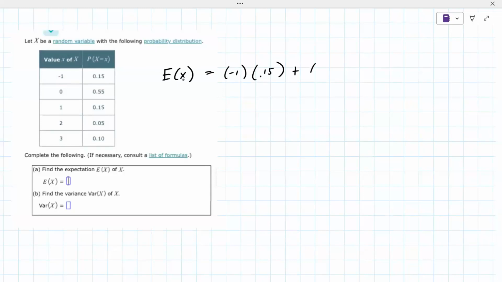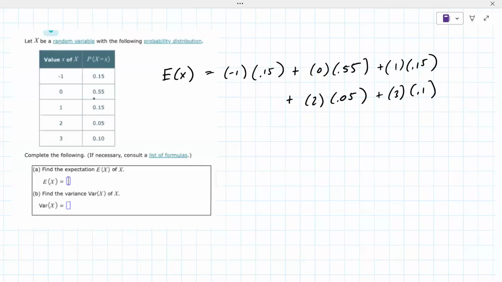So it's plus, the next one is 0 times 0.55. So if you see here, I'm just going across here, I'm taking that X value times that probability, plus 1 times 0.15. I run out of room pretty quickly here. 2 times 0.05, and then 3 times 0.1. So you'll want to grab a calculator or use your calculator for that. I'm also going to create a little thing here to do these a little faster for us.